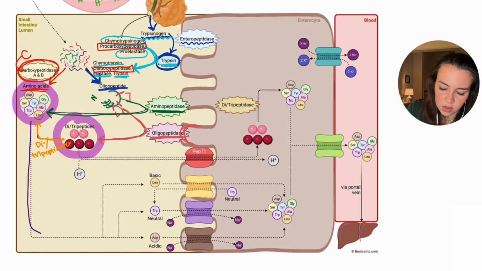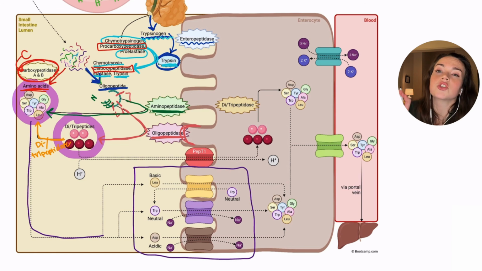The amino acids are going in to the enterocyte via these pumps right here. And I don't want to get too in the weeds about the specifics here. This is a little lower yield. The short of it is they get absorbed, all right? But if you want to be specific, it's a little different between the basic amino acids, the neutral amino acids, and the acidic amino acids.